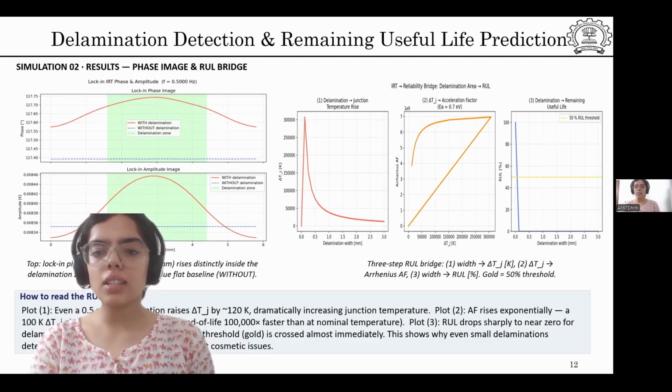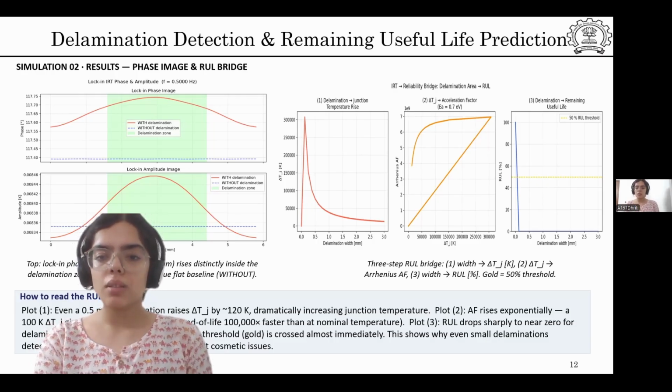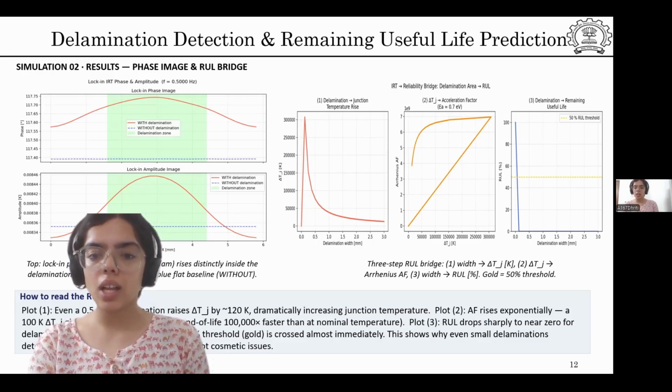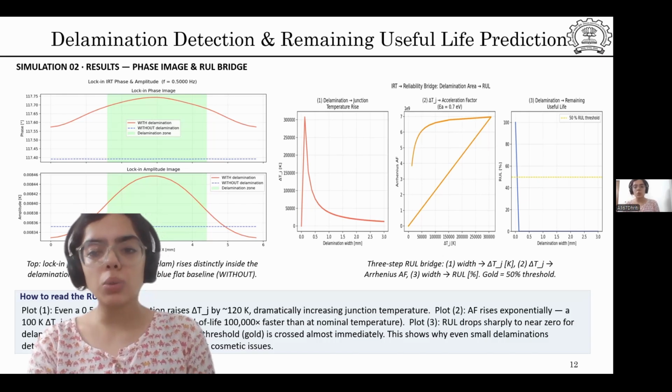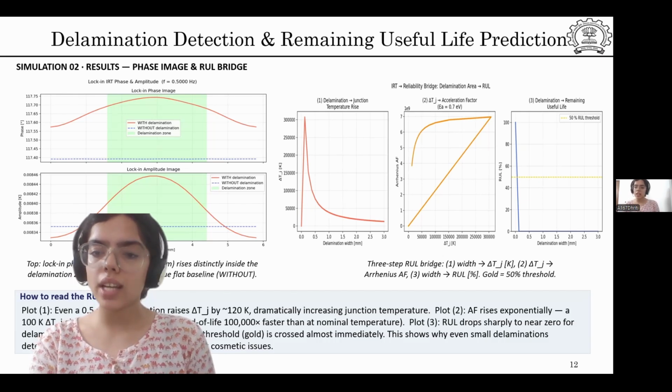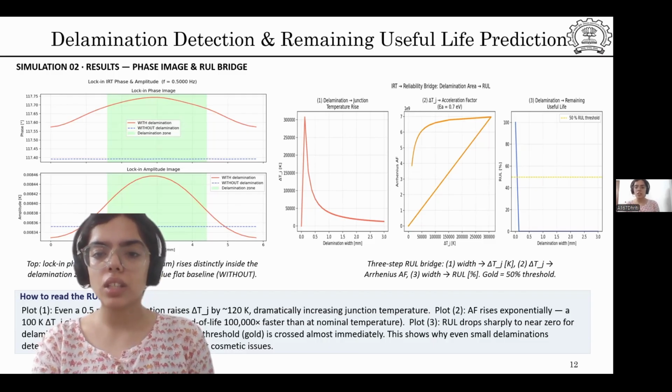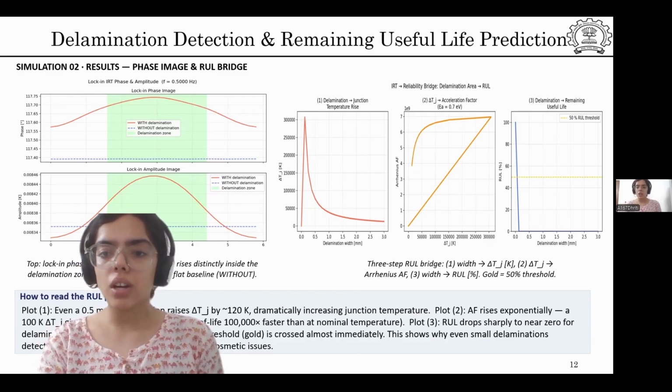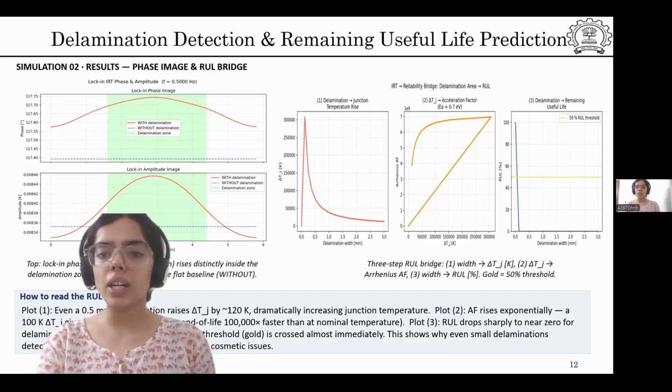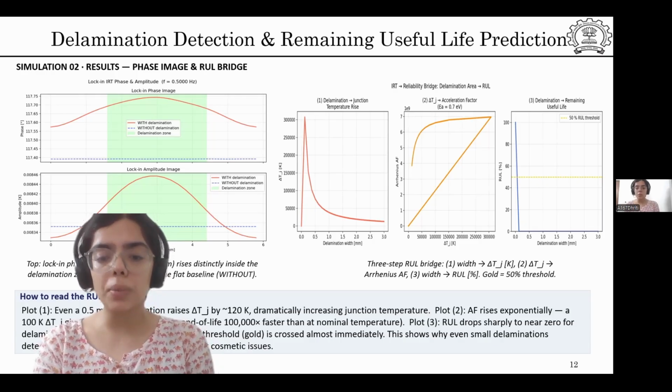On the right is the 3-panel reliability bridge. Plot 1. Even a 0.5 millimeter delamination raises junction temperature by about 120 Kelvin. This is because the air conducts heat poorly and the blocked pathway forces thermal energy to accumulate at the die. Plot 2. The Arrhenius acceleration factor rises exponentially with delta Tj. A 100 Kelvin rise gives AF greater than 10 to the power 5. The device reaches end of life at around 1 lakh times faster than at its nominal operating temperature.